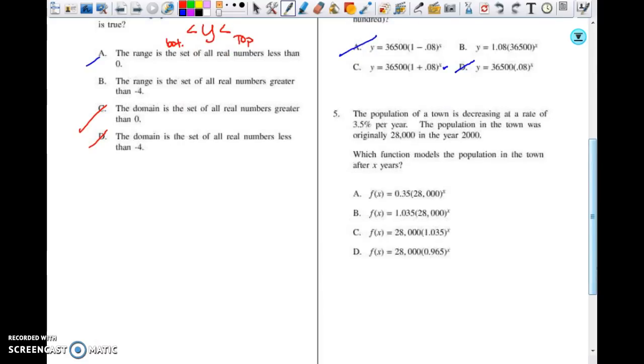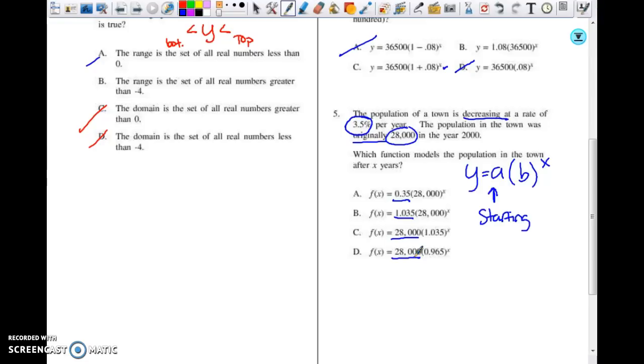The last one I'm doing in this video is number 5. The population of a town is decreasing at a rate of 3.5% per year. The population of the town was originally 28,000 in the year 2000. Originally, right? Which function models the population of the town after x years? So remember, we know that a is my starting point. So how much am I starting with? 28,000. So which two can I eliminate?